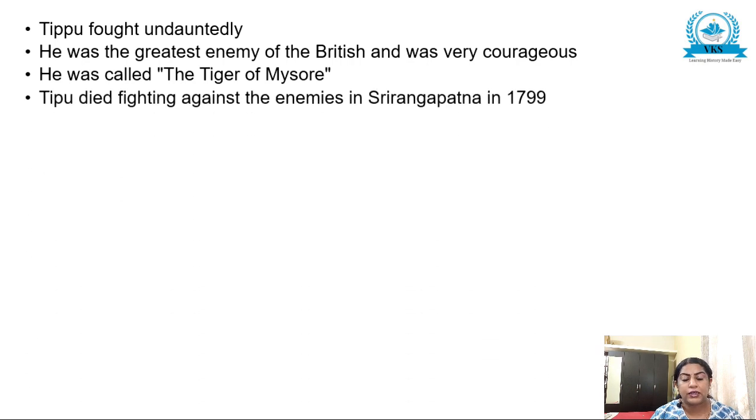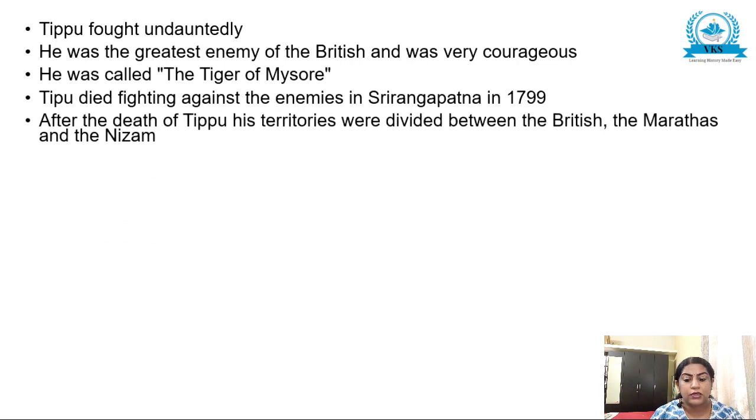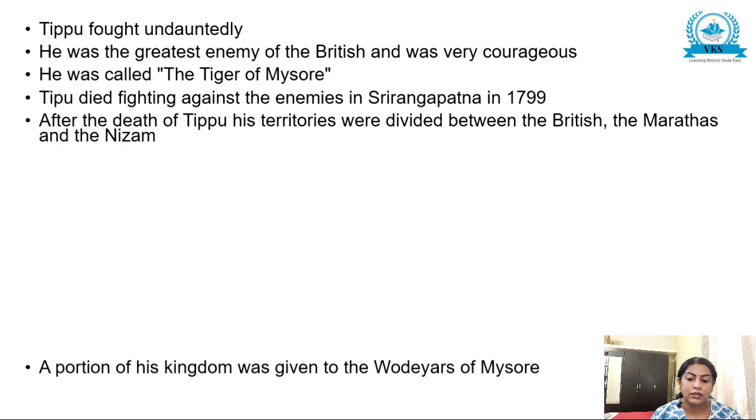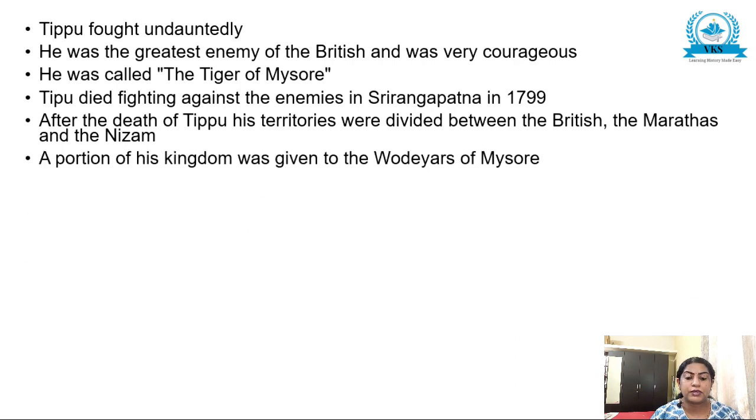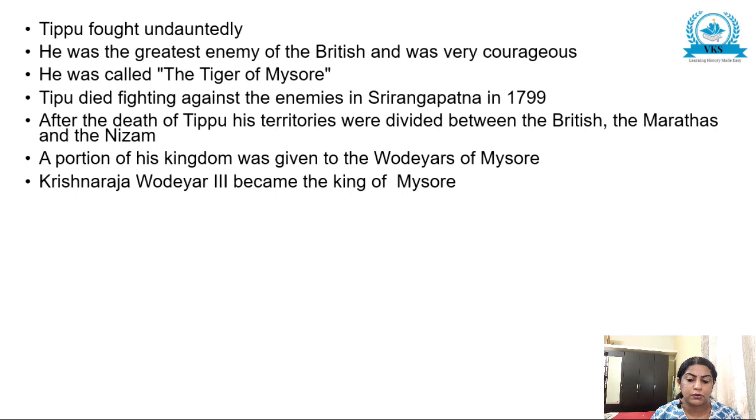Tipu died fighting against the enemies in Srirangapatna in 1799. After the death of Tipu, his territories were divided between the British, the Marathas and the Nizam. A portion of his kingdom was given to the Wodeyars of Mysore and Krishnaraja Wodeyar III became the king of Mysore.